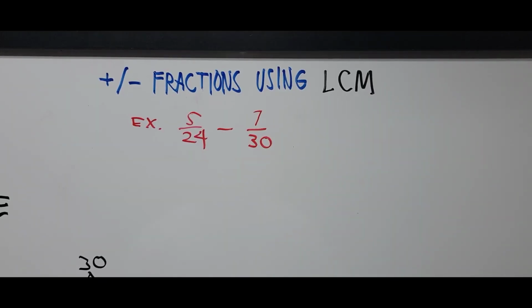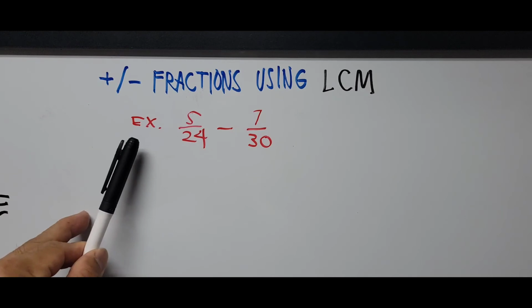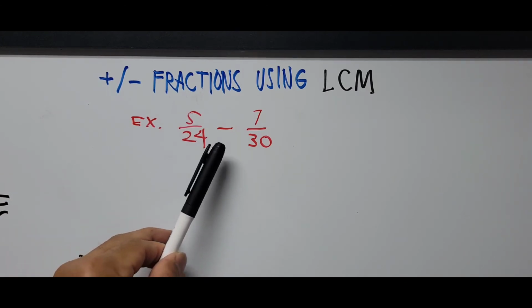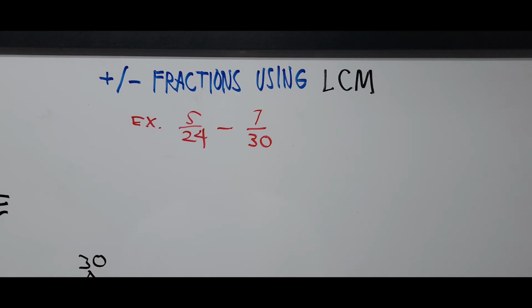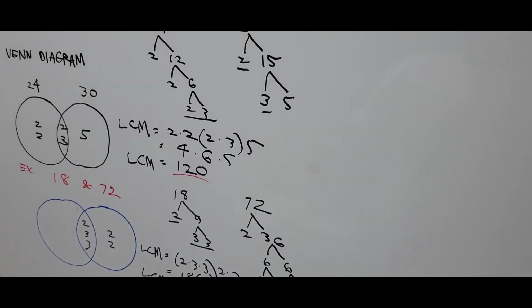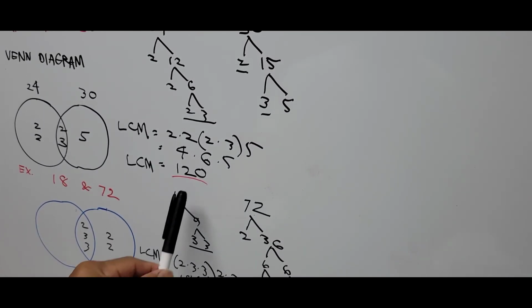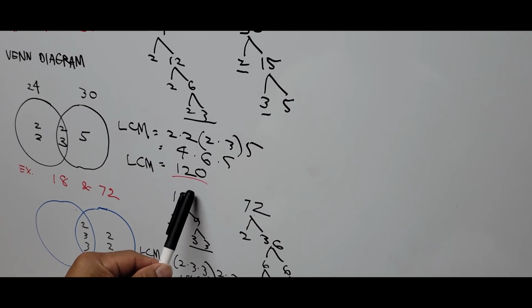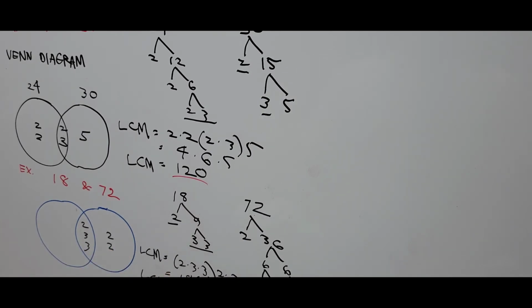Now let's apply the knowledge of getting the least common multiple in solving addition or subtraction of fractions using the LCM. The example over here is 5 over 24 minus 7 over 30. If you notice, those denominators are from the numbers we used earlier in demonstrating the Venn diagram, finding the least common multiple of 24 and 30. We found the LCM of both numbers was 120. So we'll be using that as the LCM for this subtraction of fractions.